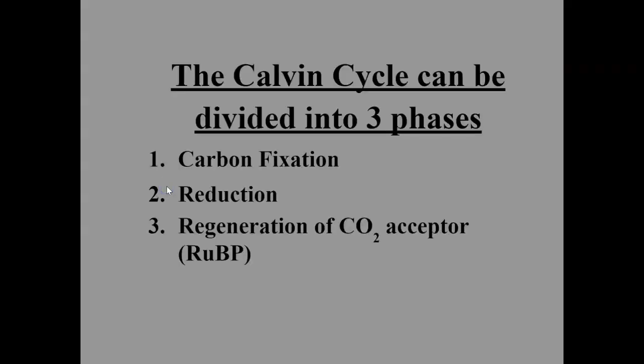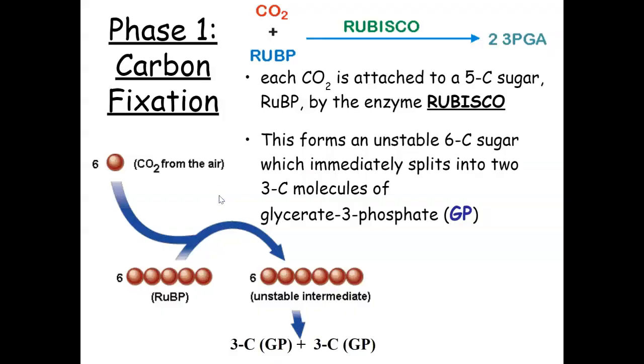The Calvin cycle can be divided into 3 phases. Phase 1, carbon fixation. Phase 2 is a reduction phase, and Phase 3 is the regeneration of ribulose bisphosphate, which is our CO2 acceptor. In Phase 1, or carbon fixation phase, we're going to fix inorganic carbon dioxide to an organic molecule. That is what fixation means. Take something that's inorganic and attach it to an organic molecule.